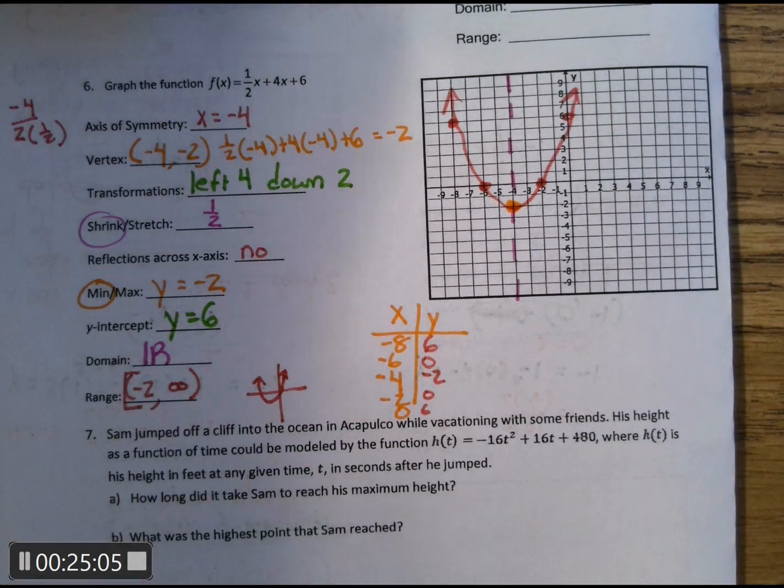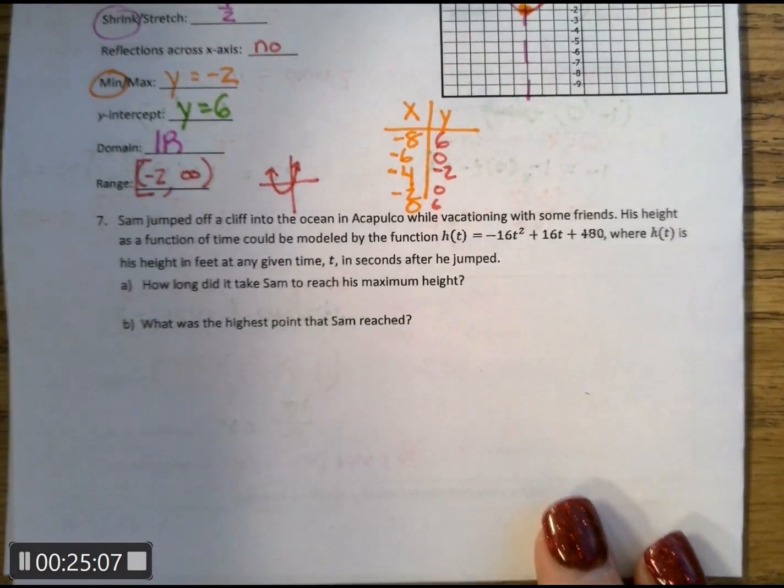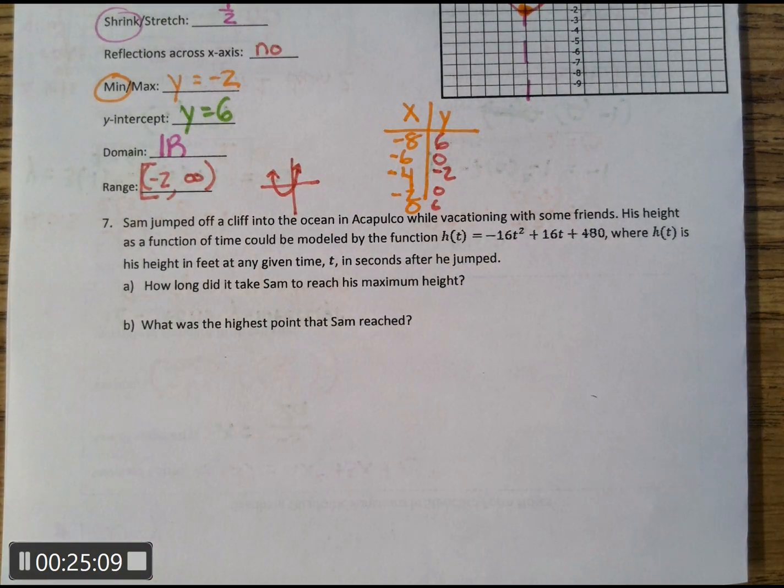Alrighty. And final problem of the day is a word problem. Alright? So, Sam jumped off a cliff into the ocean, into the Acapulco, while vacationing with some friends. His height as a function of time could be modeled by our function, where h of t is his height in feet at any given time t in seconds after he jumped. How long did it take Sam to reach his maximum height?